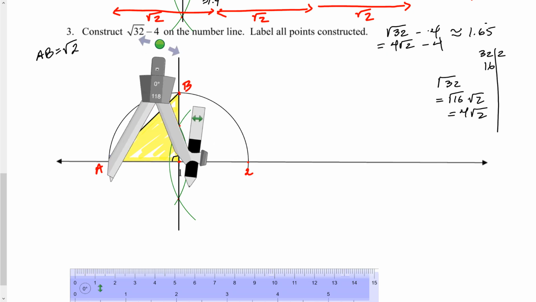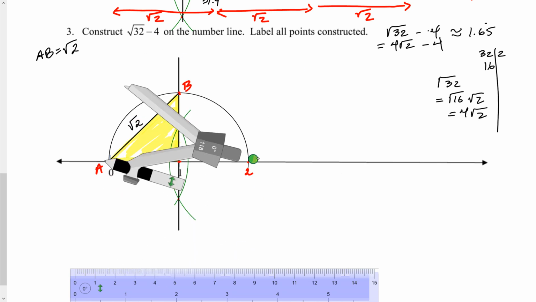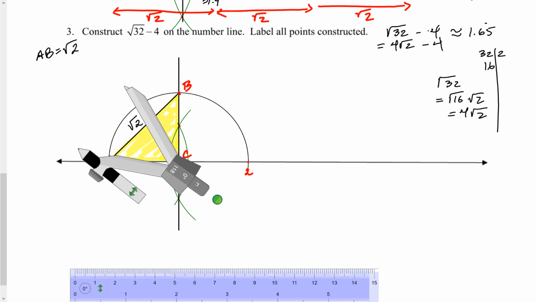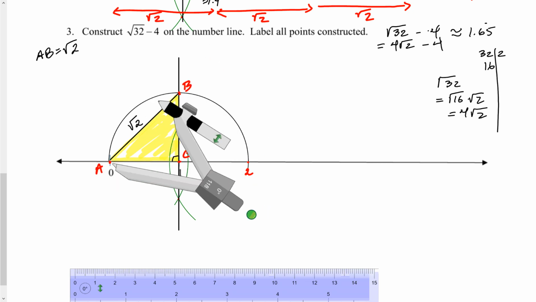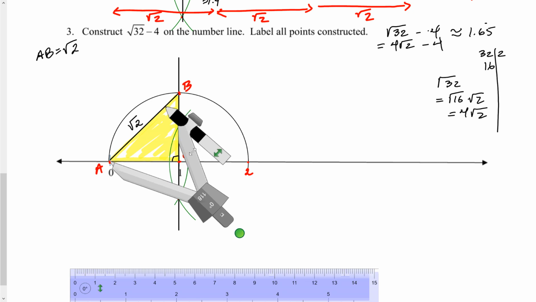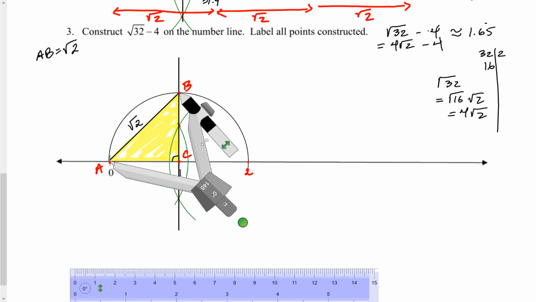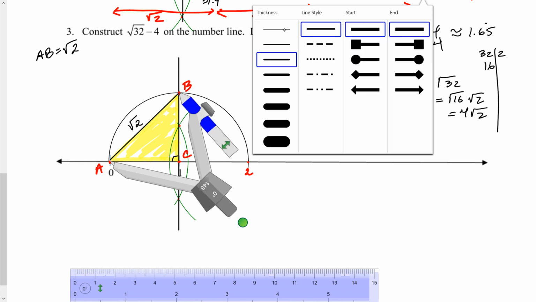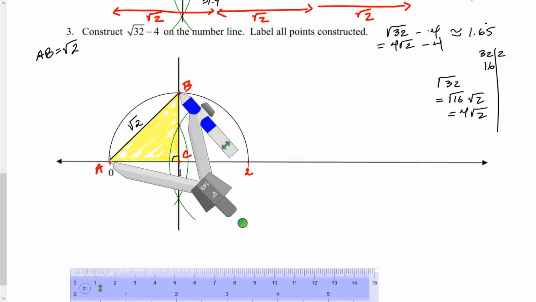So we adjust our compass from A to B. It should already be adjusted. No, it's not adjusted. I'm sorry. We haven't done that part yet. So we adjust it from A to B. So notice that. Okay, and again, pause the video, pause and play, pause and play. Go slow and go at your own pace.